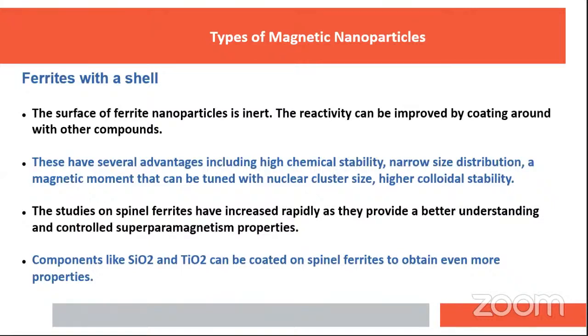So by just making a shell, the magnetic moment is manipulated on these ferrite materials. The studies on spinel ferrites have increased rapidly as they provide a better understanding and controlled superparamagnetism properties. And some compounds like SiO2 and TiO2 can be coated on spinel ferrites to obtain even more properties. Good. Next.